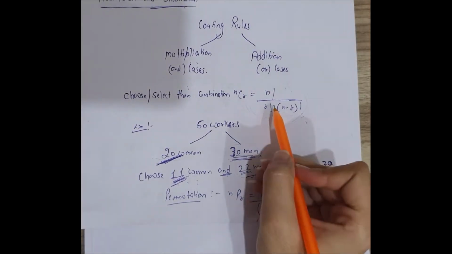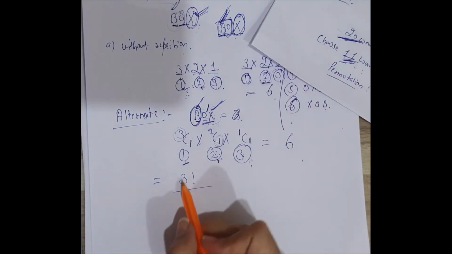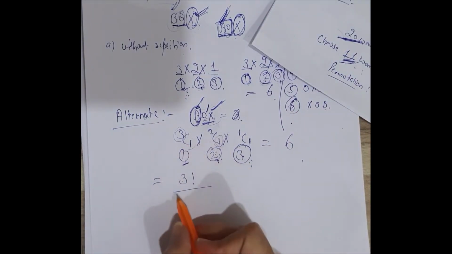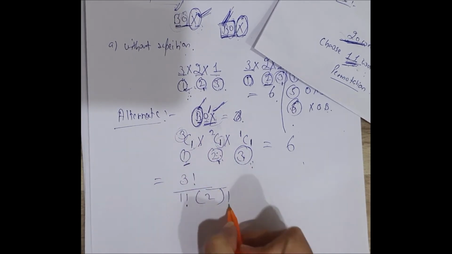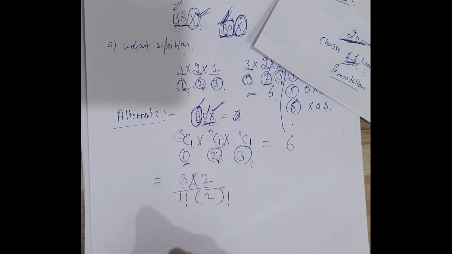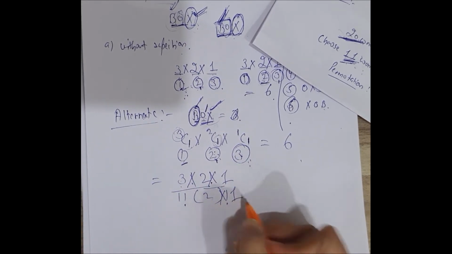How do we solve it? n factorial upon r factorial into (n minus r) factorial. Now open it: 3 into 2 factorial, or you can open it like this.